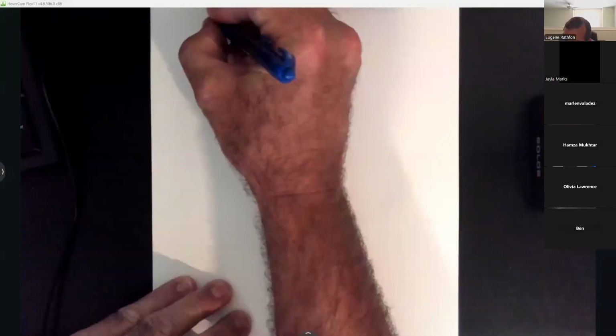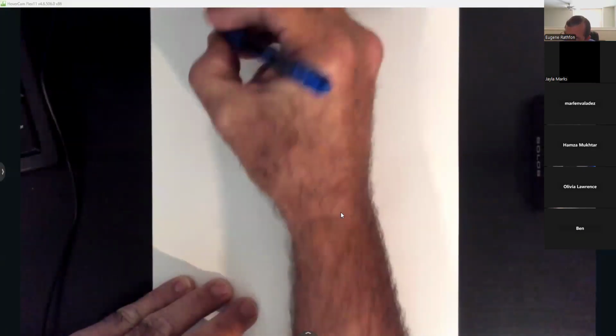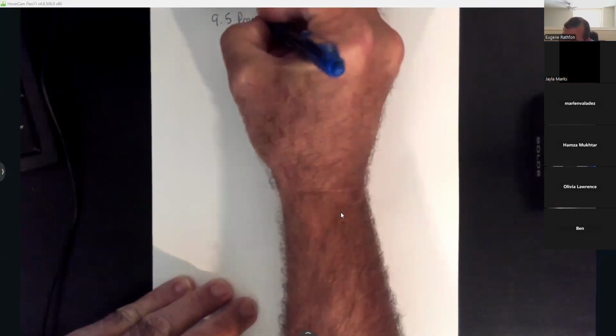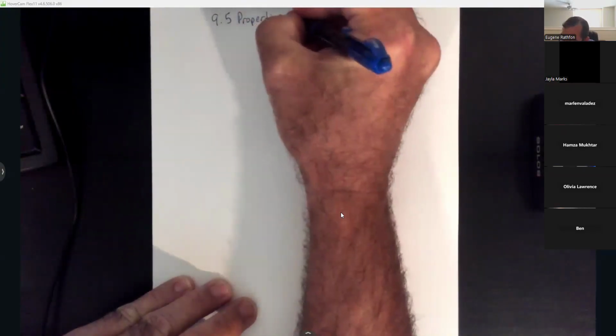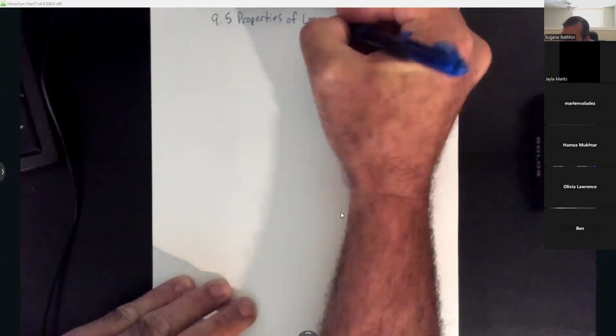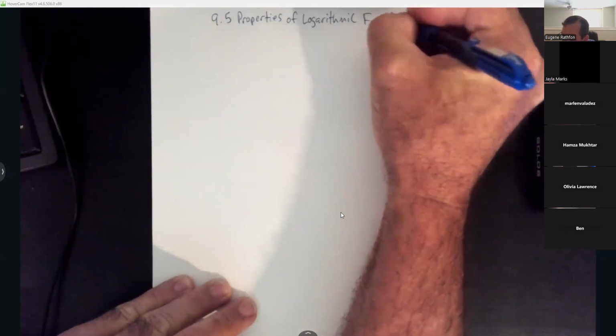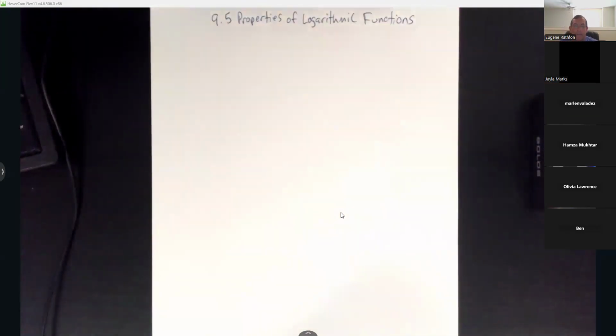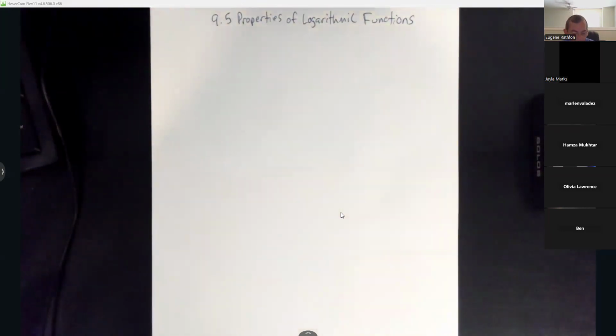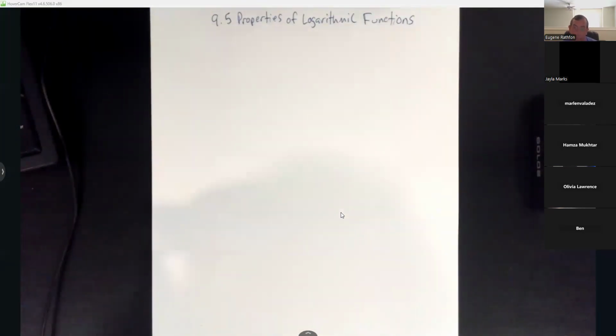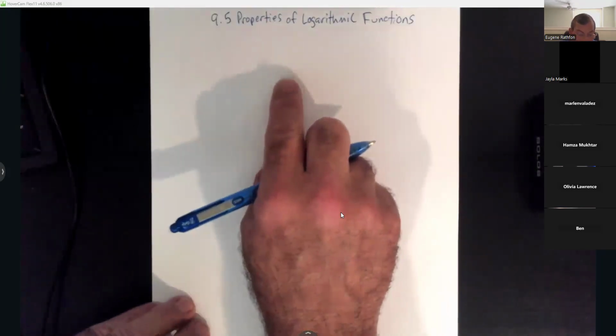Alrighty, y'all. So this is 9.5, properties of logarithmic functions. And y'all, these properties of the logs sort of mirror the properties of exponents, and we'll look at those exponent properties when we do the support. But let's get started on our properties of logarithms.